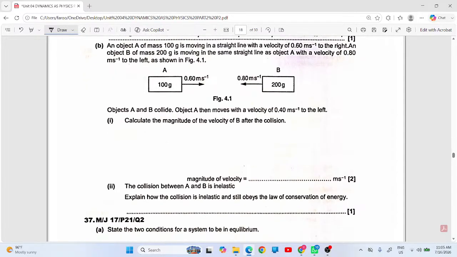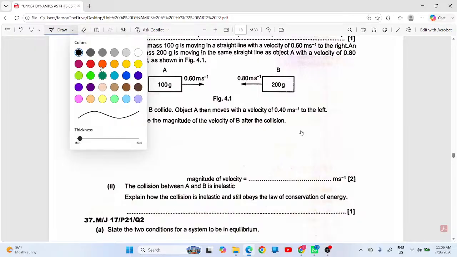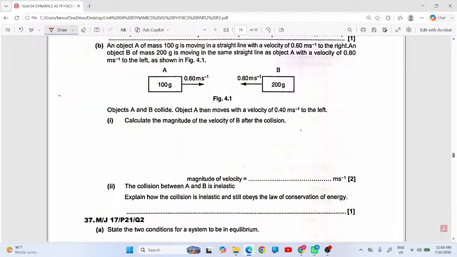Clear? An object A of mass 100 grams is moving in a straight line with a velocity of 0.60 meters per second to the right. An object B of mass 200 grams is moving in the same straight line with a velocity of 0.80 meters per second to the left, as shown in figure 4.1. Objects A and B collide. Object A then moves with a velocity of 0.40 meters per second to the left. Calculate the magnitude of the velocity of B after the collision.